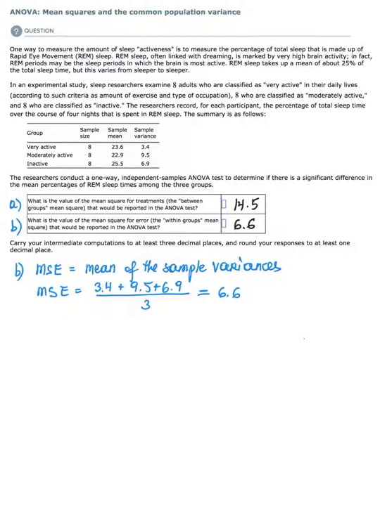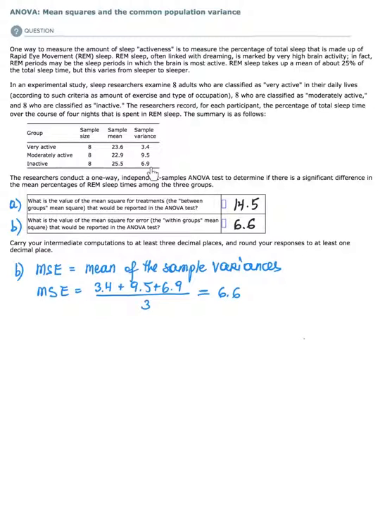The last part of this assignment is asking the following. What is the value of the mean square for error, the within group mean square, that would be reported in the ANOVA test? This particular question can be easily answered by simply finding the mean of the sample variances. Remember that the within groups means I'm working with the error, and mean square for error is actually the mean of the sample variances.